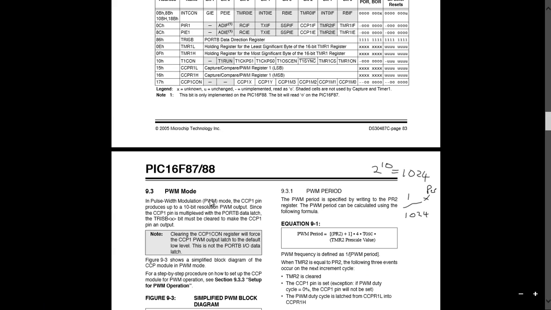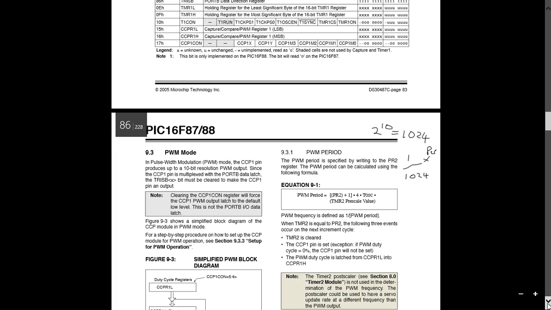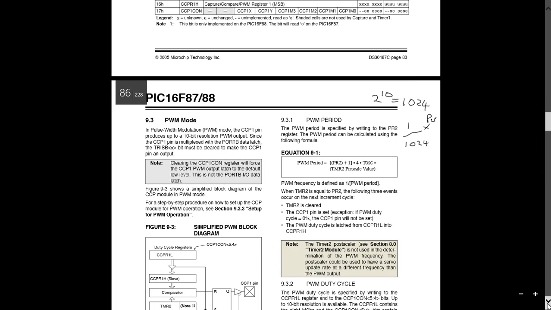Okay, so the PWM mode. Now, for a step-by-step procedure on how to set up the CCP module for PWM operation, we look at section 9.3.3, setup for the PWM operation. We look at that in one moment, but what I want to look at firstly is determining the PWM period and determining the PWM duty cycle. Okay, which we have both of them here.